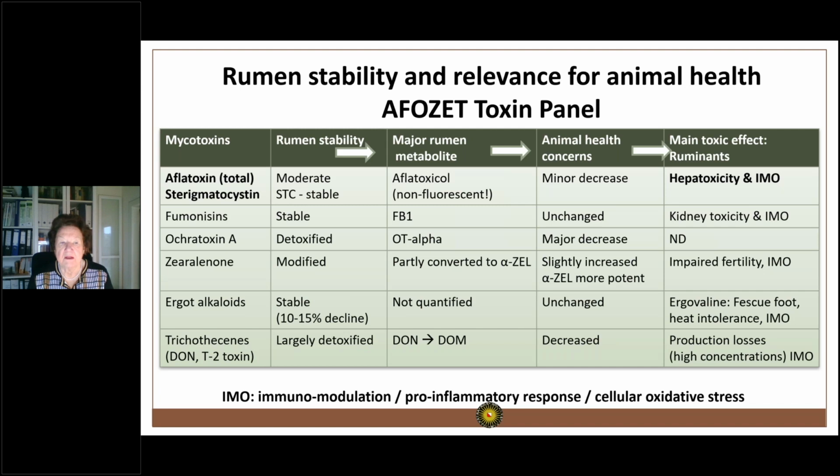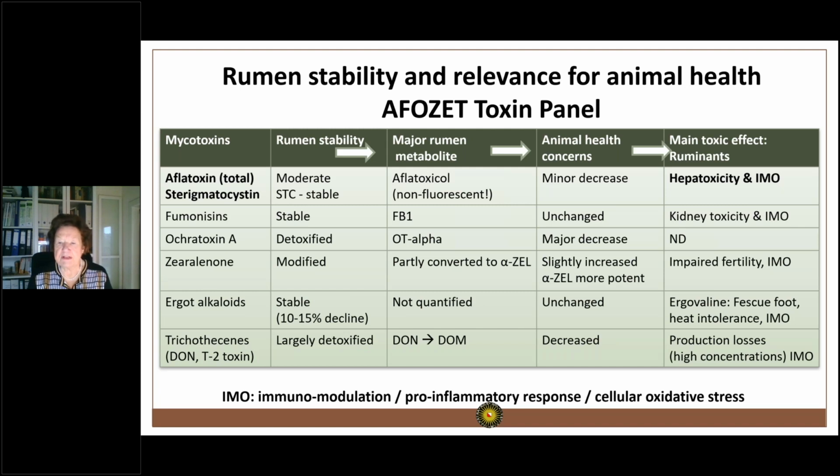Ochratoxin A is an important toxin in poultry and also in pigs, particularly because pigs are the most sensitive species. It is not of large relevance for ruminant species due to the fact that the rumen can degrade it perfectly to ochratoxin alpha.